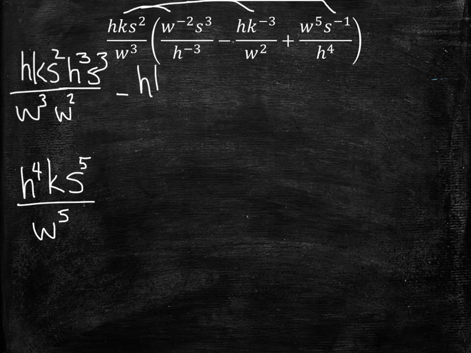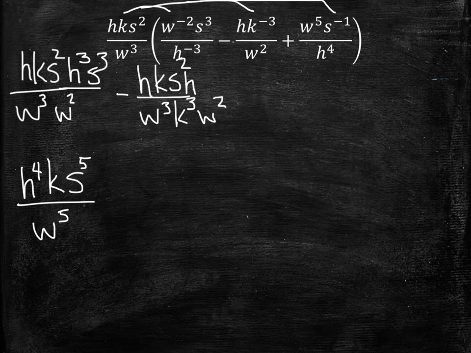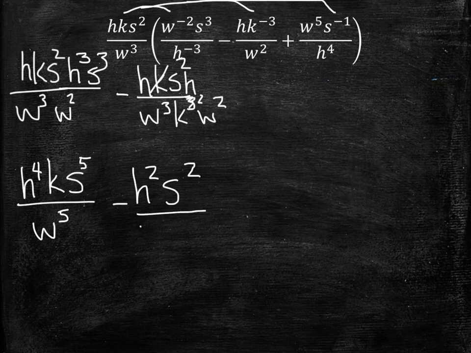Minus H, K, S squared over W cubed. Alright, H stays on top. K goes to the bottom this time, and then W stays on bottom. Now I'm going to simplify. Alright, this is H, which gives me minus H squared. K, this K cancels out with one of these, which makes that 2. And S squared. Alright, now I have 2 K's left over on bottom and 5 W's.